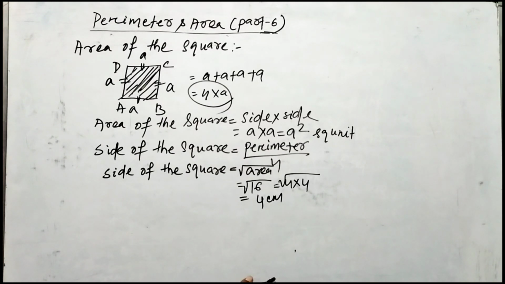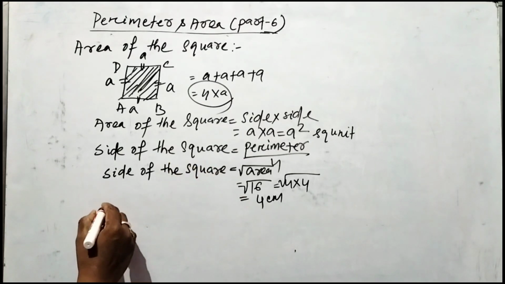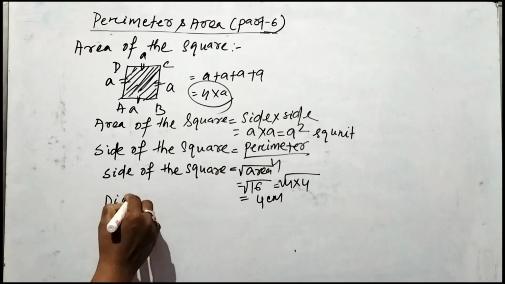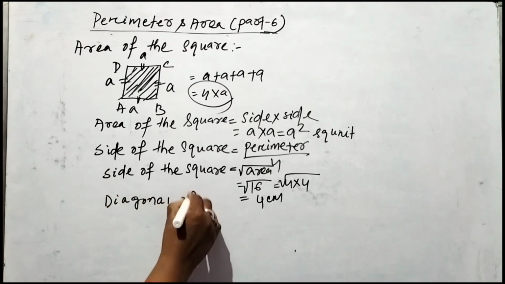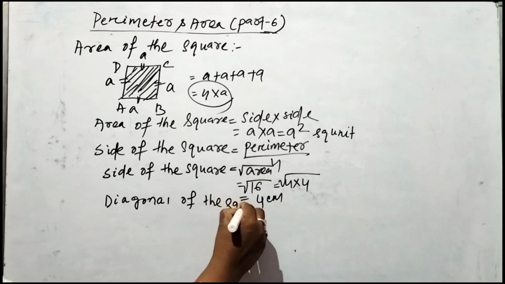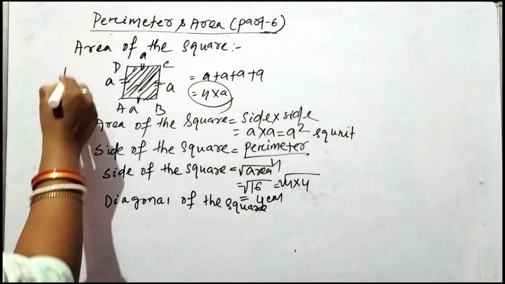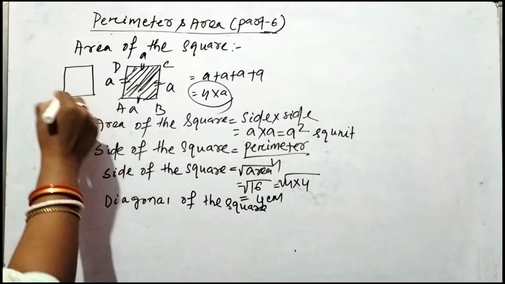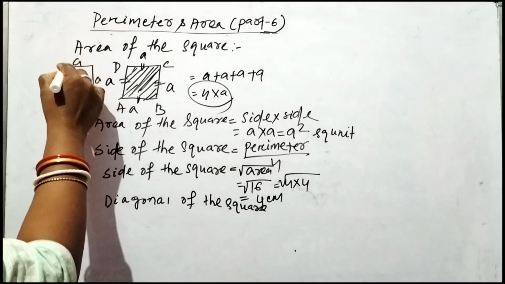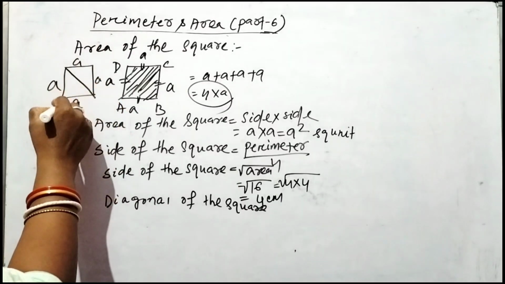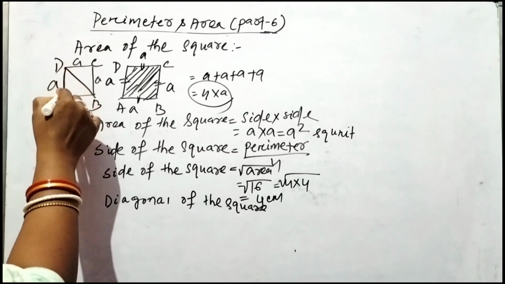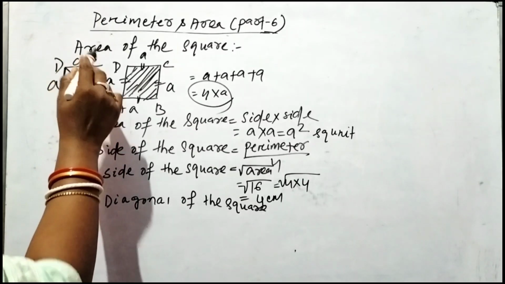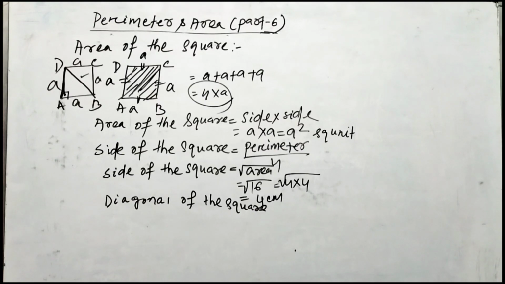Then, as you know, in the square the diagonals are also equal in length. So how to find the diagonal of the square? In the square all the sides are equal. Suppose each side is A. Each angle is 90 degrees, so it is a right angle triangle, and the diagonal is the hypotenuse. Then how to find the hypotenuse?